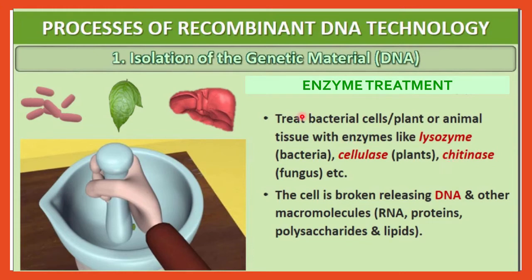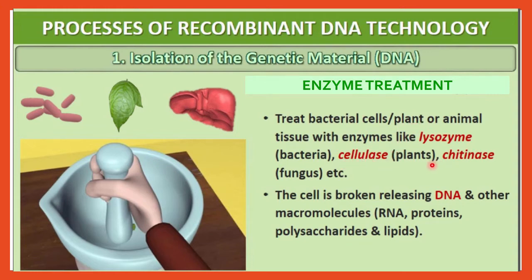So in the first stage, whenever you isolate the genetic material, you have to remove the cell wall from the cell. You know bacteria have a cell wall made up of peptidoglycan. That peptidoglycan-containing cell wall can be degraded by the lysozyme enzyme, so here you have to use lysozyme. Suppose you are using a plant cell. You know very well the plant cell wall is made up of cellulose, so here you have to use the enzyme cellulase.